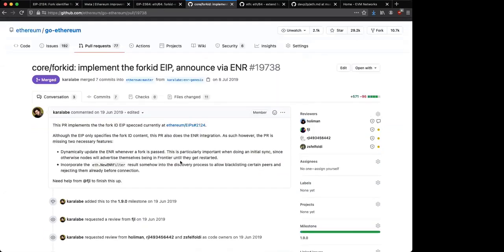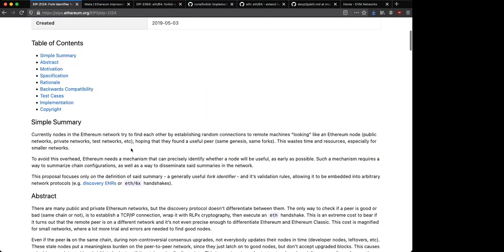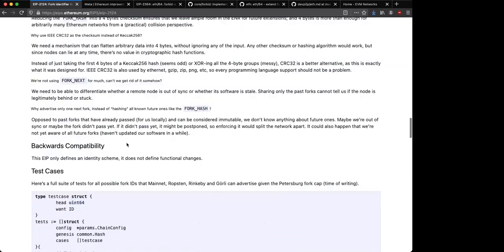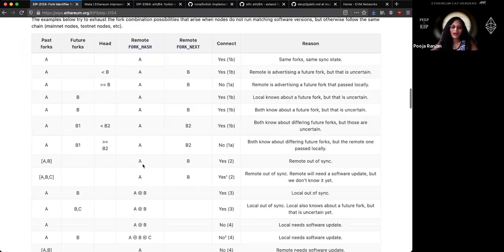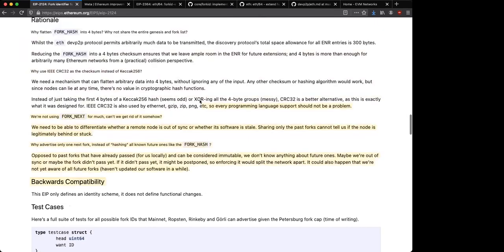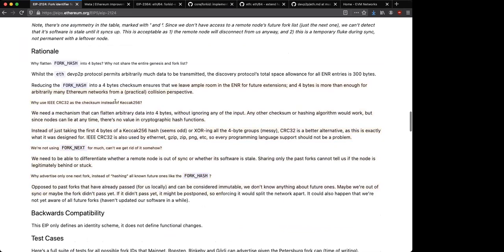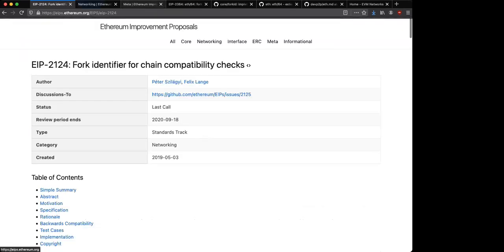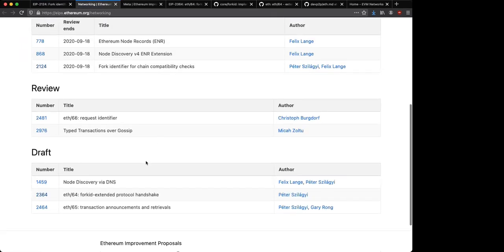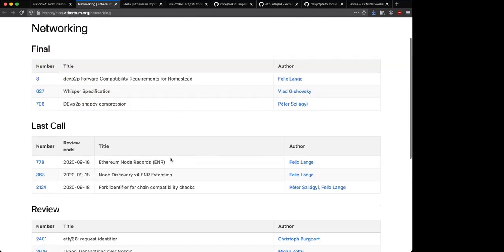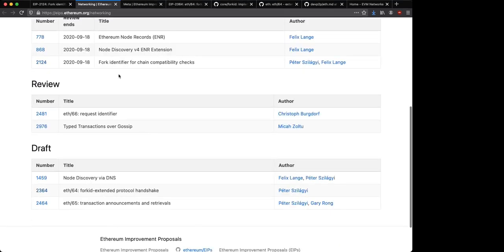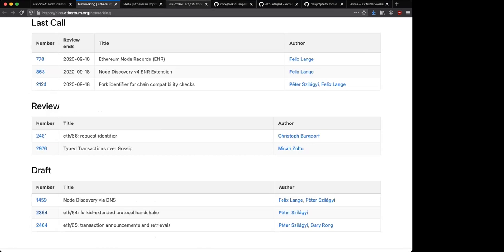One part of this implementation was also the implementation of the ENR field, and I'm actually not sure if it is defined in the same EIP. Are you talking about 778 maybe? I'm just checking if this talks about the ENR at all. It seems like it does not talk about the ENR entry. Maybe we made yet another EIP for this? No, I think we didn't really make one. I'm actually not sure. I always thought it was part of this 2124 EIP, but it doesn't really matter.